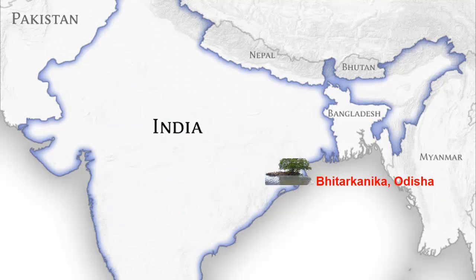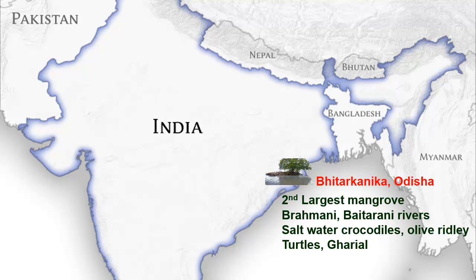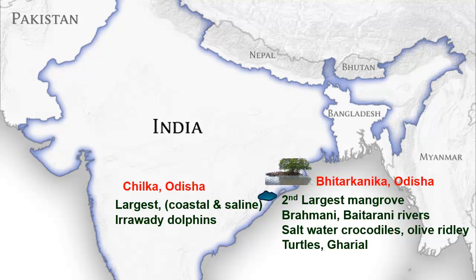We have Bhitarkanika mangroves, which is the second largest mangrove in India. Brahmani and Baitarani rivers flow through this. Saltwater crocodiles, olive ridley turtles and gharial are famous here. And we have Chilka Lake in Odisha. It is the largest coastal lake and saline lake. Irrawaddy dolphins you find here.